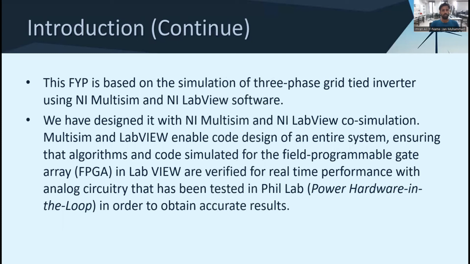Introduction. This FYP is based on the simulation of a 3-phase grid-tied inverter using NI Multisim and NI LabVIEW software. We have designed it with NI Multisim and NI LabVIEW, and we have used their co-simulation model. Multisim and LabVIEW enable code design of an entire system, ensuring that algorithm and code simulated for the field programmable gate array, FPGA, and LabVIEW are verified for real-time performance with analog circuitry that has been tested in field lab.